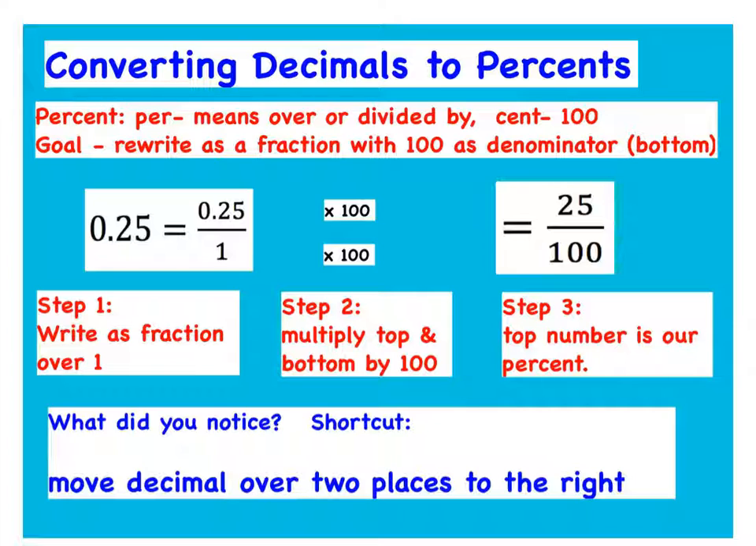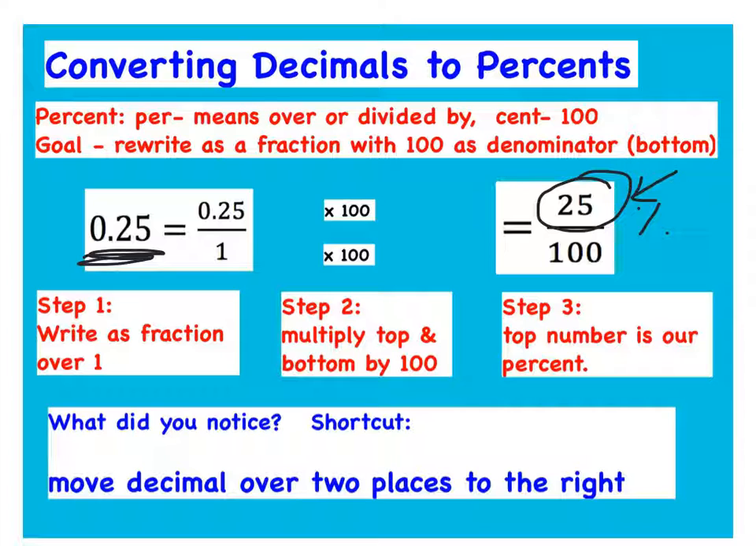So our step 1 is to write the number as a fraction over 1. Remember, we can do that with any number. Step 2 is to multiply the top and bottom by 100. Okay? Doing so will get the denominator to be 100 like we want. And when that happens, the top number, in this case 25, becomes our percent. Now I want you to compare where we started, 0.25, with our final answer, 25%.